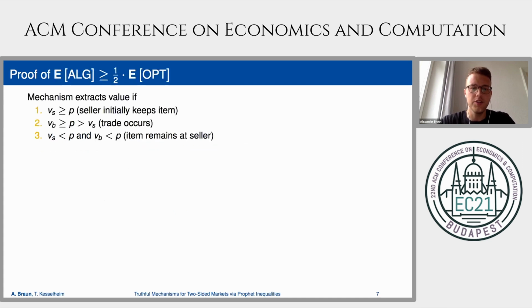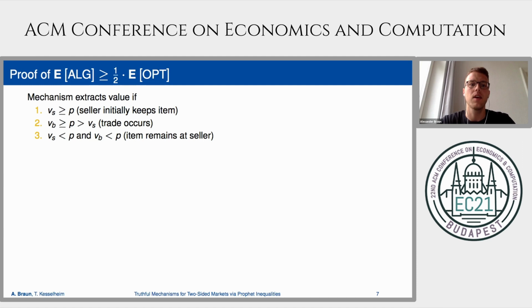So let's first see, when does our mechanism extract which value? The first case is that the seller initially keeps the item, so that V_S is at least P. Then we can extract the value of the seller. The second case is that the seller says, okay, I will try to sell the item, so her value is less than P, and the buyer has a value of at least P. Then a trade occurs and we can extract the value of the buyer as social welfare.